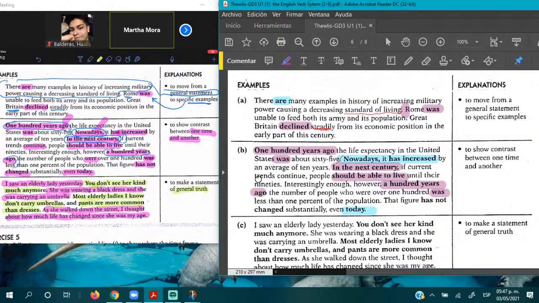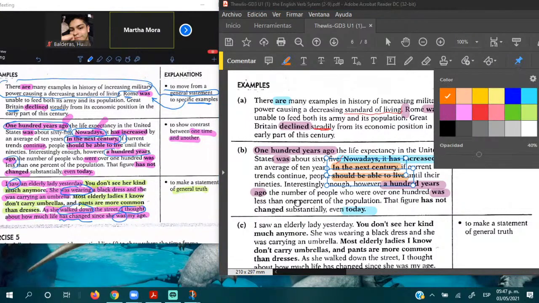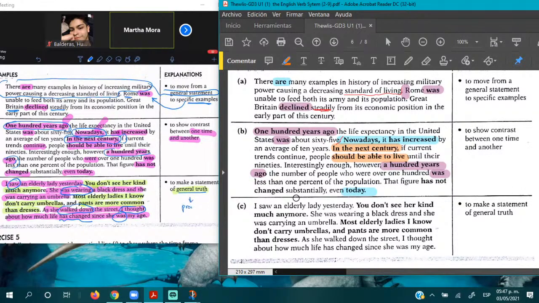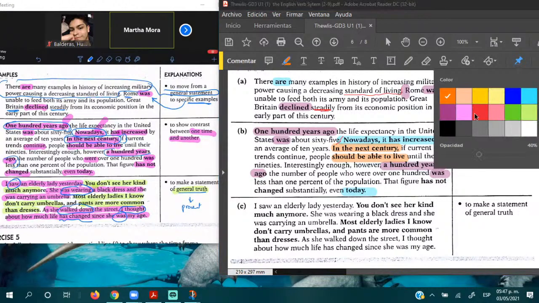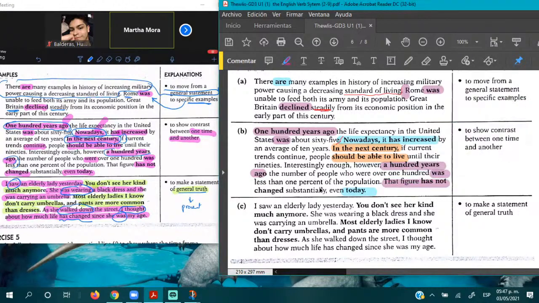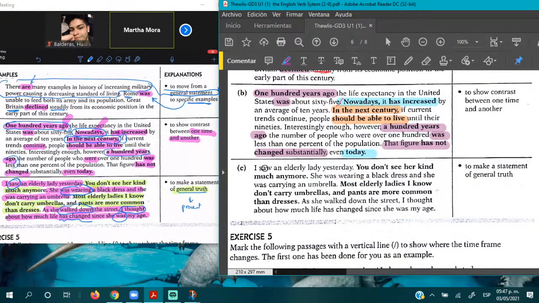So the story is in past. I saw, she was wearing, she walked down the street, I thought, and life has changed since she was my age. But the others, the general truth, is in present. It's a bit like the opposite of letter A, where we started with a general truth, so to say, and the general truth was in present. Is it clear?